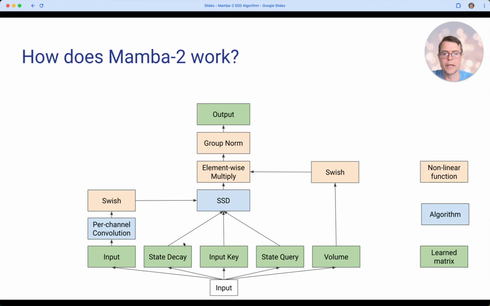And SSD takes the input and you convolve it, and that goes in, and then you take these multiplier matrices and a set of decays, and you produce an output sequence, and then you do a group norm to kind of clean up some of the output channels, and then you do one more learned matrix to convert that to the output sequence. So that's the Mamba architecture, and we're going to dive in a little bit on some of these particular algorithms.